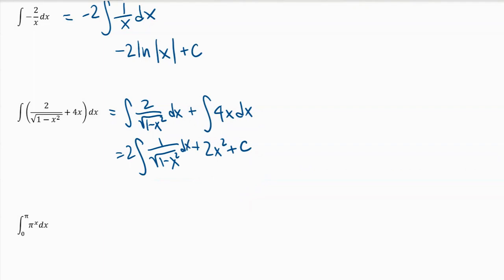You have a rule that you should have memorized, which is the derivative of sine inverse. So this one is tricky. It is an antiderivative with an inverse trig function. So this is 2 sine inverse of x, and then plus c. You don't need two c's. It's just plus c as a placeholder for both constants.